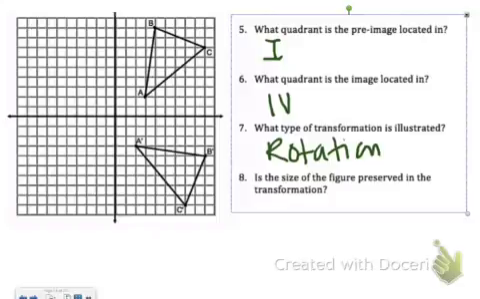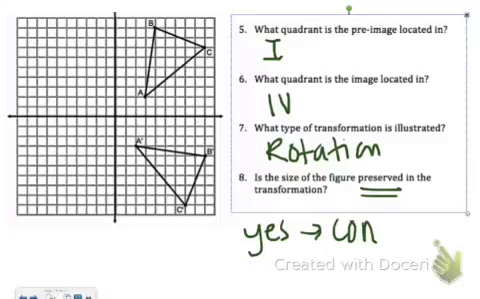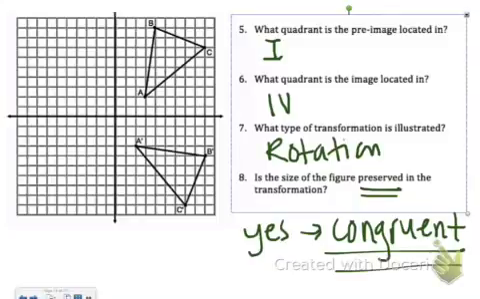And finally, number 8, is the size of the figure preserved in the transformation? So this is just asking, did the size stay exactly the same even though its location changed? And the answer is yes. And remember, the word that says that the size and the shape of an image is exactly the same is congruent. This word congruent means that everything about the shape stayed exactly the same. It didn't change in any way except for its orientation, which means it's just facing a different position.